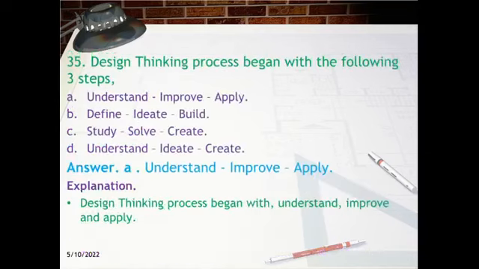35. Design thinking process began with the following 3 steps: understand, improve, apply. Define, ideate, build. Study, solve, create. Understand, ideate, create. Answer: A. Understand, improve, apply. Explanation. Design thinking process began with understand, improve, and apply.